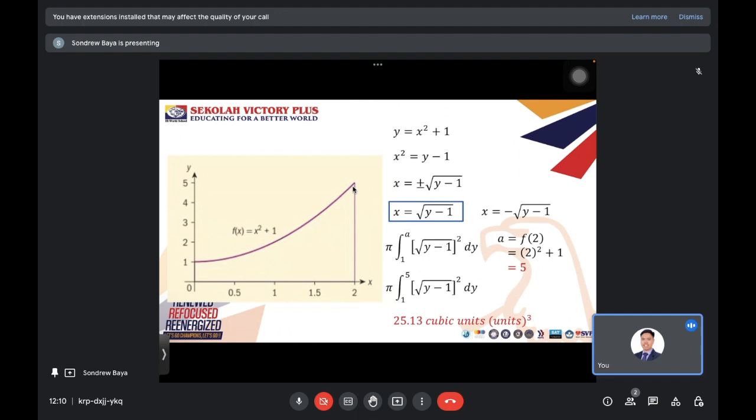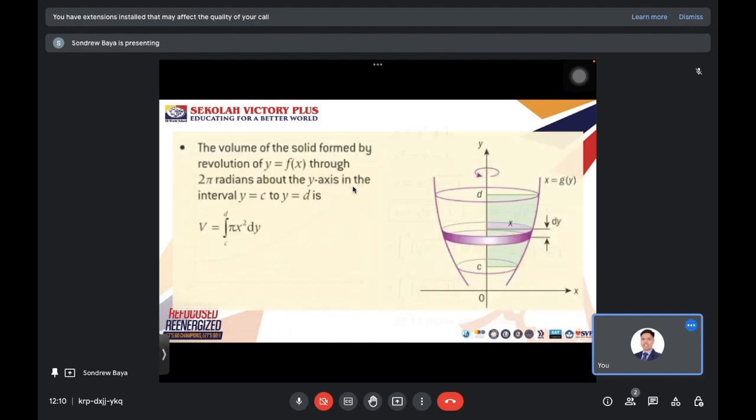Let's have another example. This time, the volume of the solid formed by the revolution of y equal to f of x about the y-axis will now be given this particular notation. If you look at it, it's just the same, only that we are changing the function. Instead of x, it's now y. Okay?